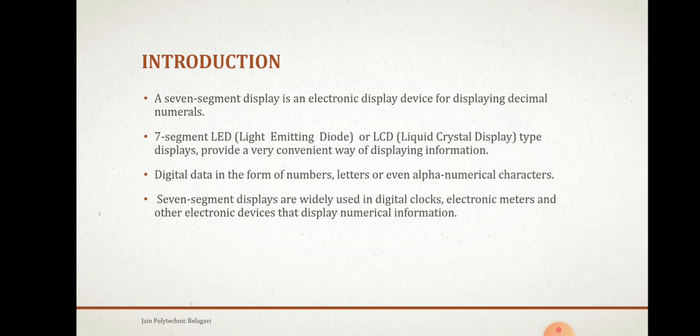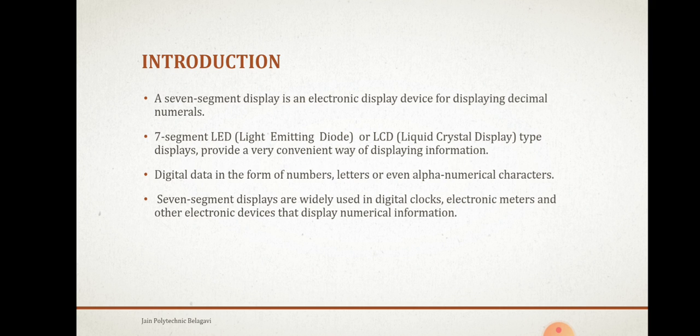A 7 segment display is an electronic display device for displaying decimal numerical numbers. 7 segment LED, light emitting diodes, or LCD, liquid crystal display, will be the type of display. It provides a very convenient way of displaying information, digital data in the form of numbers, letters, or even alphanumerical characters. 7 segment displays are very widely used in digital clocks, electronic meters, and other electronic circuits.